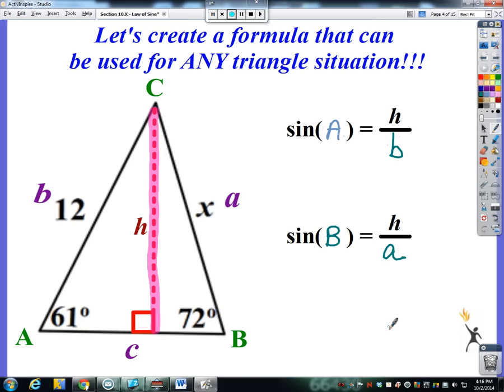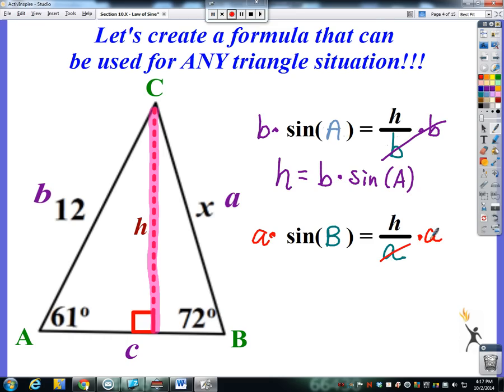Okay. Now, the thing you're going to start to notice is, hey, look, I've got A's and B's here, and I've got A's and B's here, and that's something to do with the law of sines. Now, what I want to do is solve both of these for H. So if I want to solve for H, up here I'd have to multiply both sides by B. So H would equal B times the sine of A. And down here I'd multiply both sides by side A, and so H would equal A times sine B.